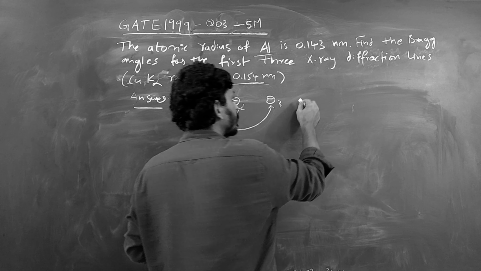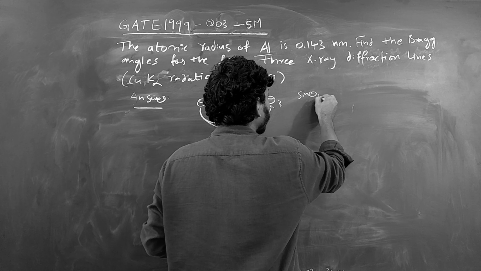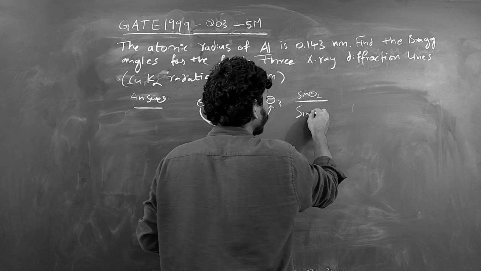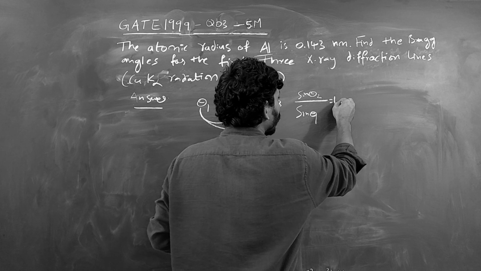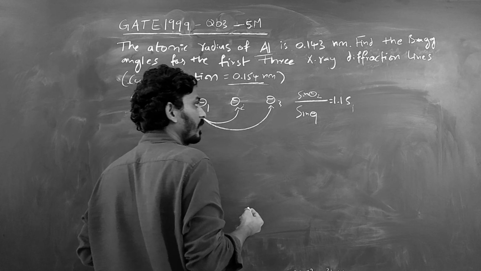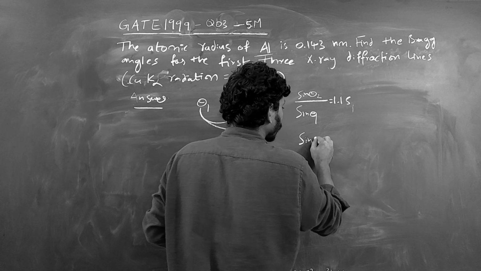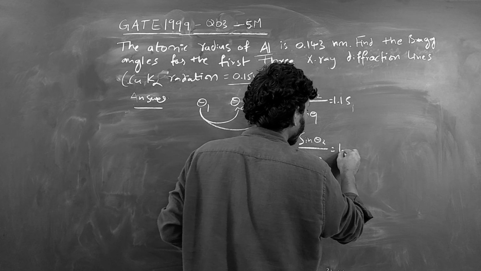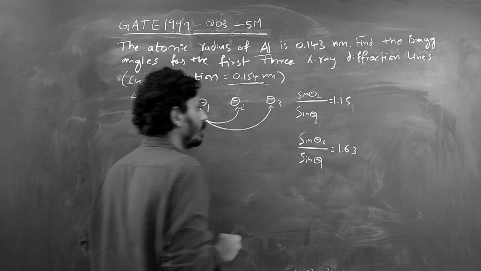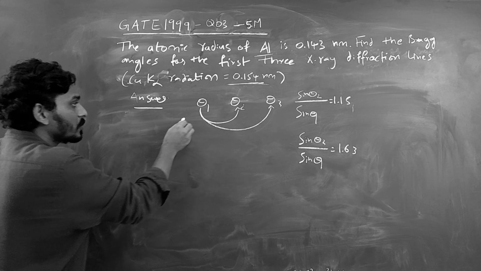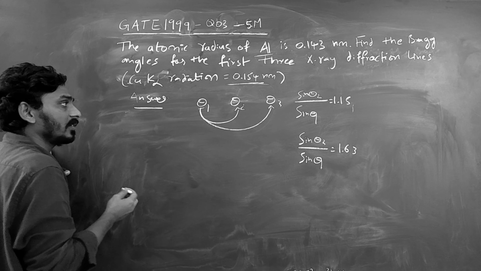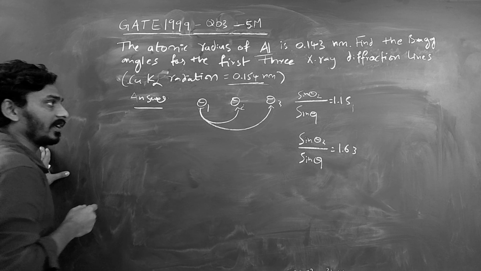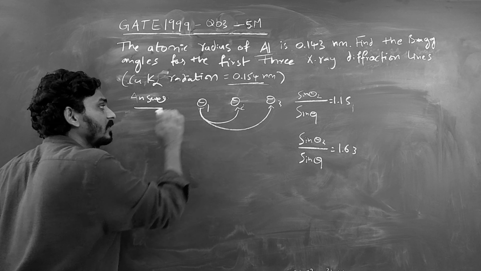And we know in an FCC, sine of theta 2 by sine of theta 1 is equal to 1.15, and sine of theta 3 by sine of theta 1 is equal to 1.63. So our main job is to find the value of theta 1, then we can easily find theta 2 and theta 3. How do we find theta 1?